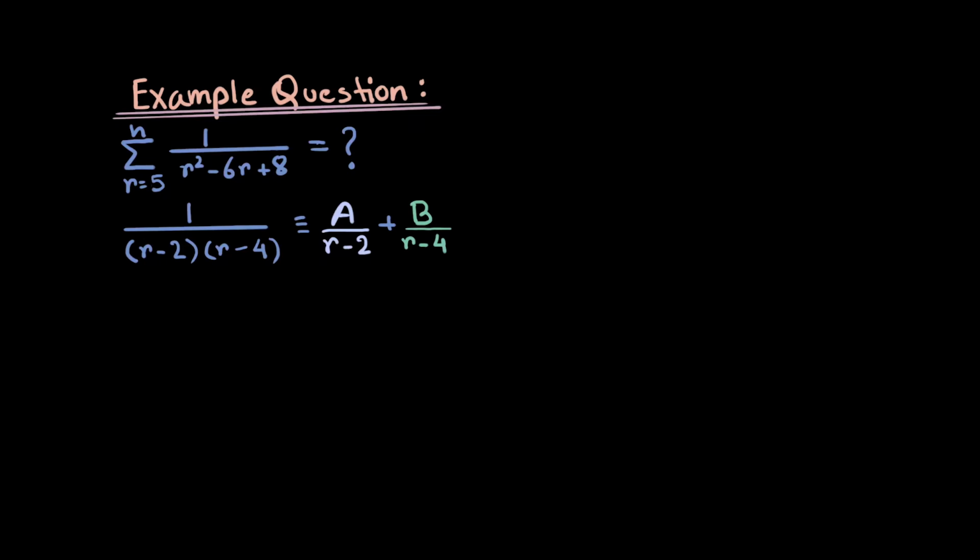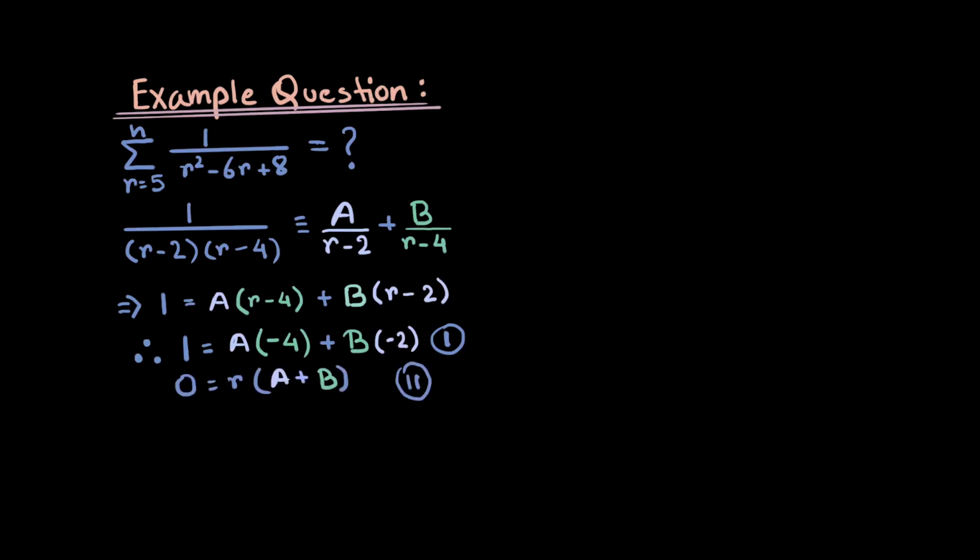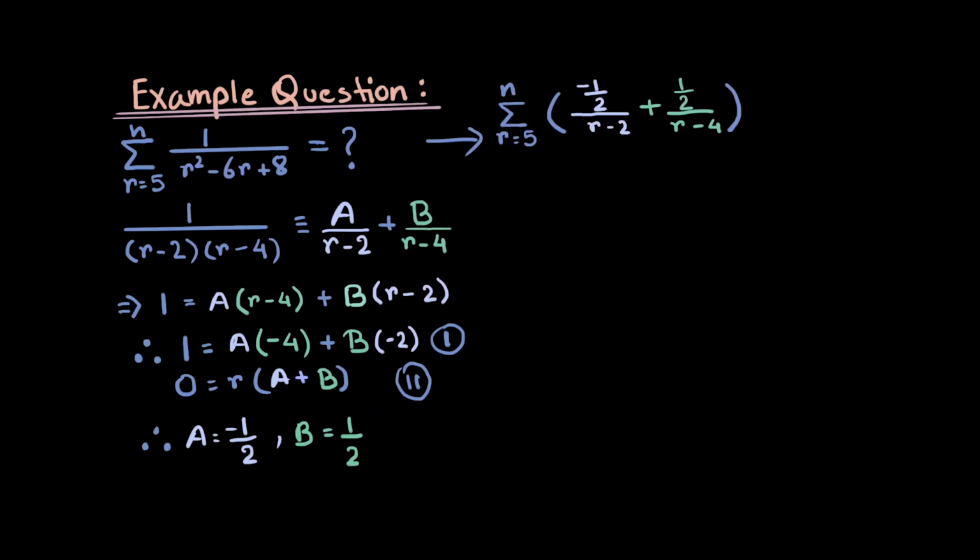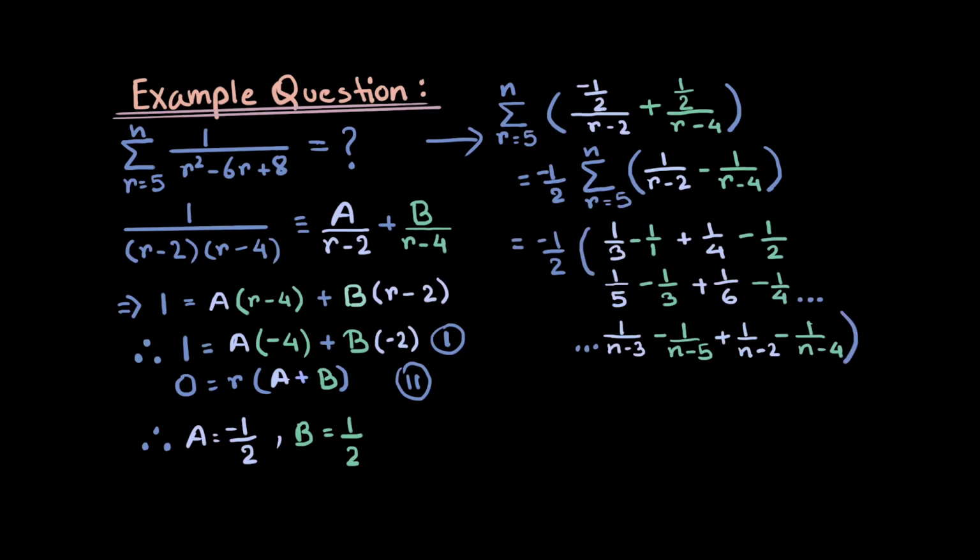Following from how we previously found out the partial fractions, we compare the right-hand side numerator with the one on the left-hand side. Solving the simultaneous equations, we come up with a is equal to minus 1 by 2 and b is equal to 1 by 2. We put in these values and we go to the sigma notation and write down the expression. We take out common of minus 1 by 2 to make it look nice. Now we put in the values, the limits values of r is equal to 5 and n, and we expand.